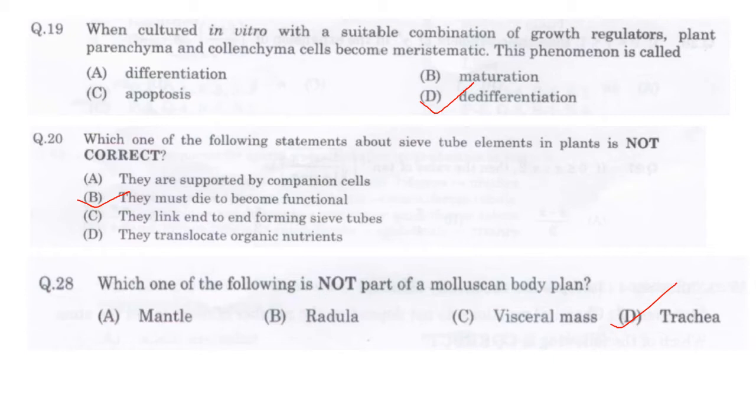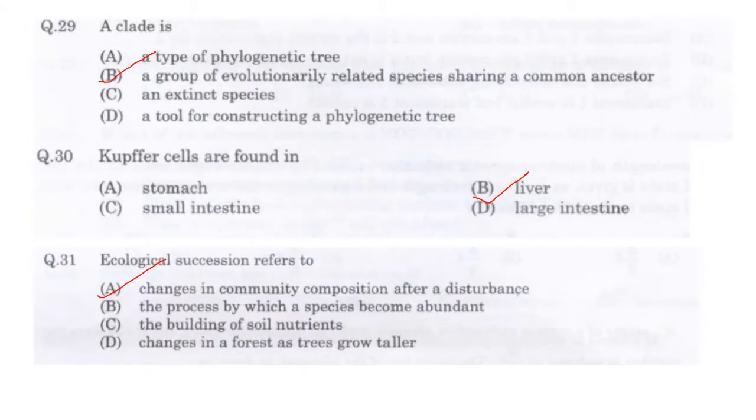Next one. Which of the following is not part of the molluscan body plan? A. Mantle, B. Radula, C. Visceral mass and D. Trachea. Answer is option D. Next one. A clade is a type of phylogenetic tree, a group of evolutionary related species sharing a common ancestor, an extinct species, a tool for constructing a phylogenetic tree. Answer is option B, a group of evolutionary related species sharing a common ancestor. All these are direct questions, that's why I am just giving out the answer.